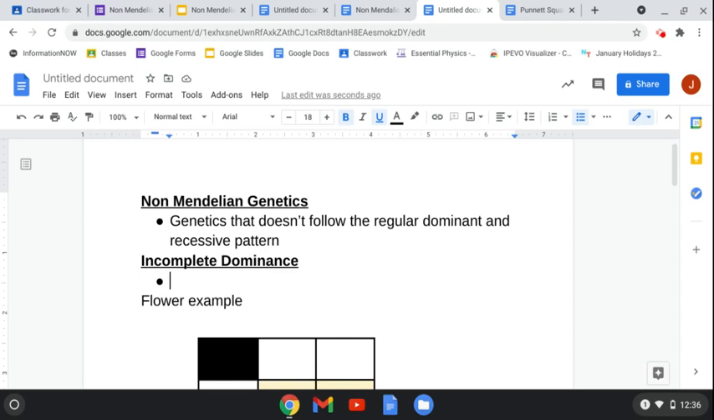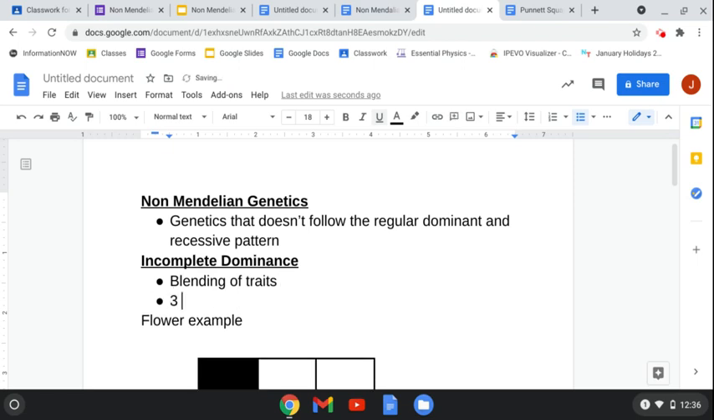So first off, what incomplete dominance is, this is when there isn't a dominant trait that is able to completely mask the other trait, like in normal genetics. So you end up with a blending of traits. That's kind of like in art, if you have paints that you're mixing together and you get different colors, that is how incomplete dominance works.